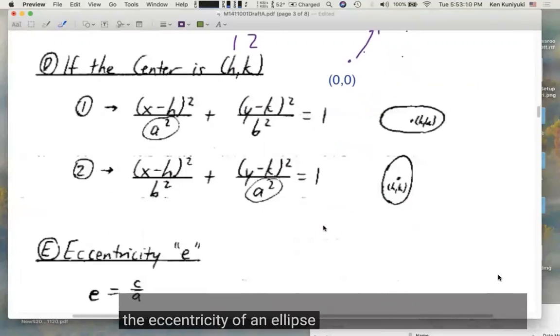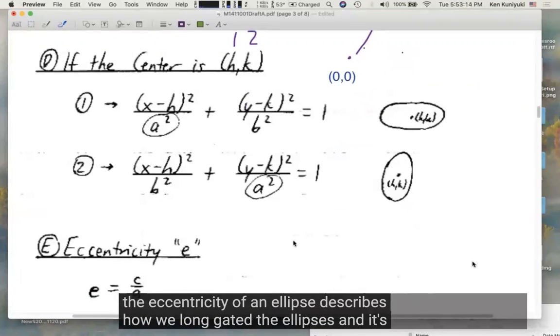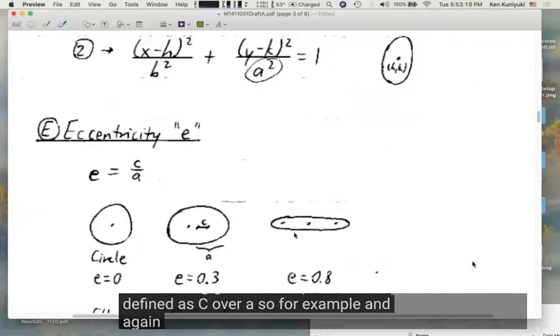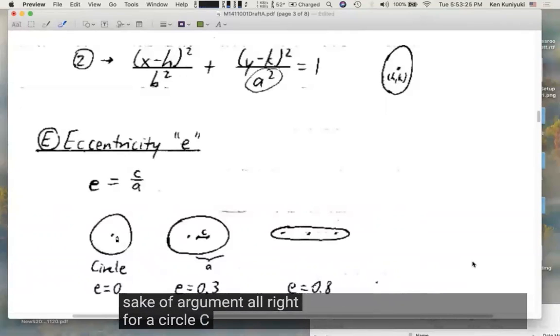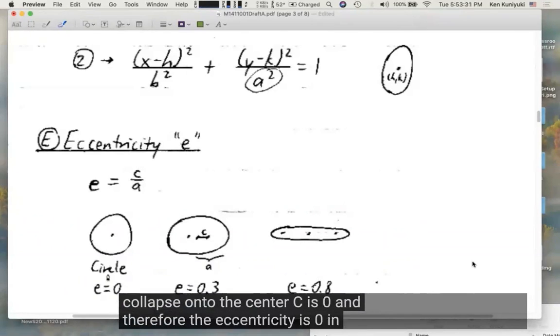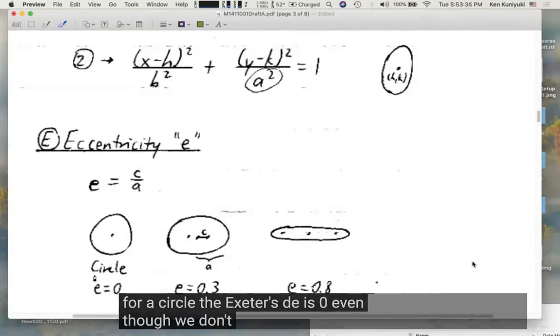The eccentricity of an ellipse describes how elongated the ellipse is, and is defined as c over a. So for example, and again, we can think of a circle as being like a degenerate ellipse just for the sake of argument, all right? For a circle, c is 0. It's like the foci collapse onto the center. C is 0, and therefore the eccentricity is 0. In fact, for a circle, the eccentricity e is 0, even though we don't call a circle an ellipse.